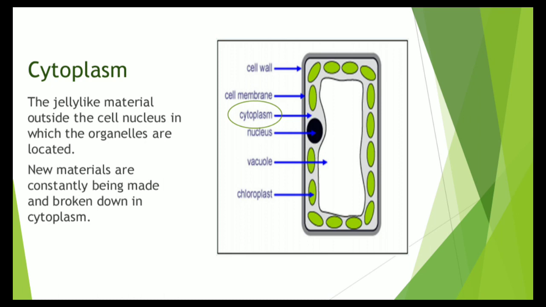Next is the cytoplasm. Here you can see the cytoplasm, and it is a jelly-like material outside the cell nucleus, in which all the organelles, like chloroplast, are located. New materials are constantly made here and broken down. It is like a factory that makes the new things and breaks the old things.